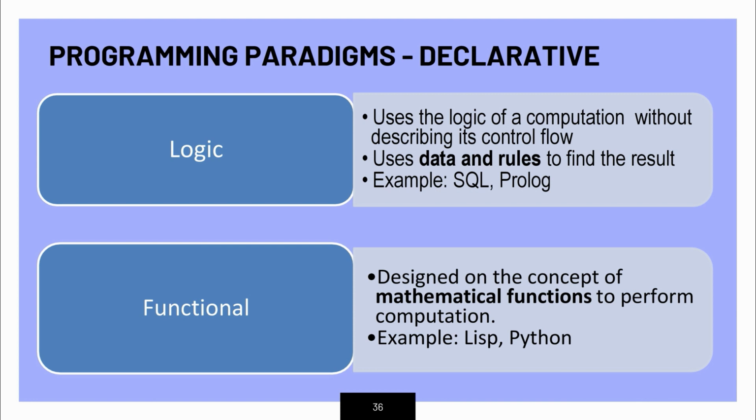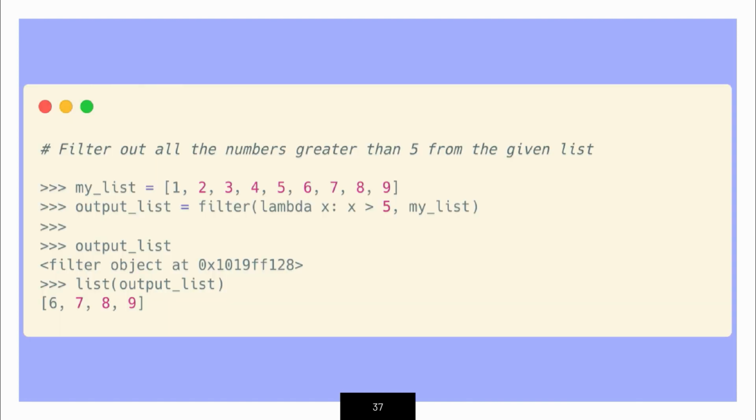Seterusnya kita ada declarative. So declarative dia ada dua, logic and functional. Okay. So as for logic, it uses logic computations without describing its control flow, and functional is designed around the concept of mathematical functions. So macam tadi SQL tu example of logic used in the programming language lah. Okay, as for the functional, kita akan tengok contoh yang seterusnya.